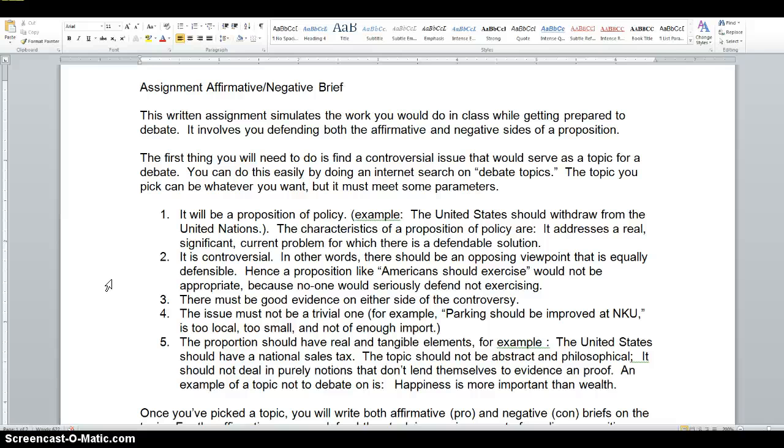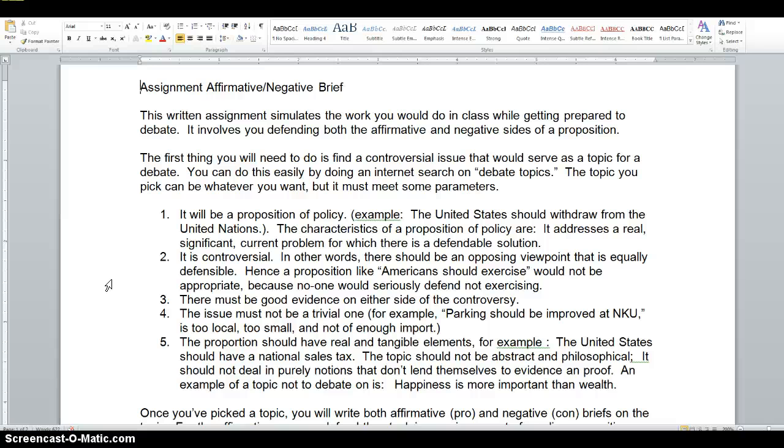So again, real, significant, current, and something that you can actually identify something that can be done about, and have actual evidence-based debate, pro and con about that. And again, the idea is that there's another side to that issue where the other side could argue that's not true.